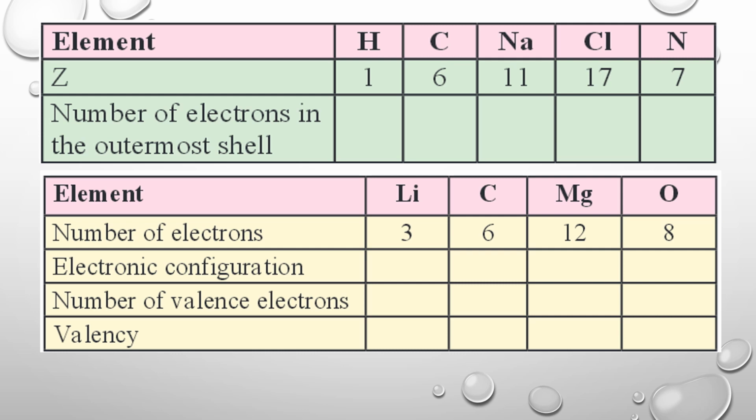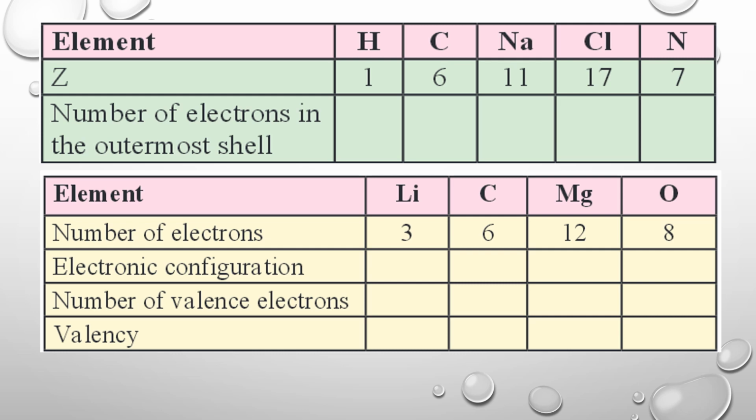You have to consider that to be the atomic number, which means the number of electrons. And then they are asking the number of electrons in the outermost shell. Now if you want to find out the number of electrons in the outermost shell, it is important that you find out the electronic configuration first. So you will have to draw the atomic structure of all these elements and then find out the electrons in the outermost shell.